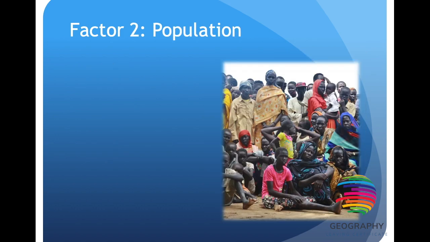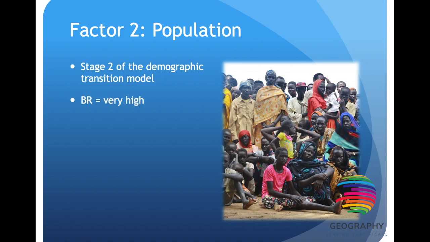The second factor, the second statement, is its population itself. The population is in stage 2 of the demographic transition model. If you look back on your notes from second year, the beginning of second year, we looked at the demographic transition model. Okay, so you must look back on that to get a good idea of what I'm talking about here. Basically, it's a very underdeveloped country. Its birth rates are very, very high. Its population is 37 million.